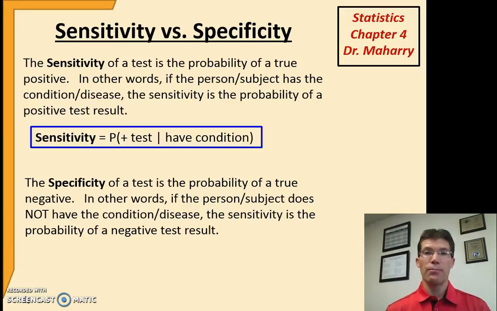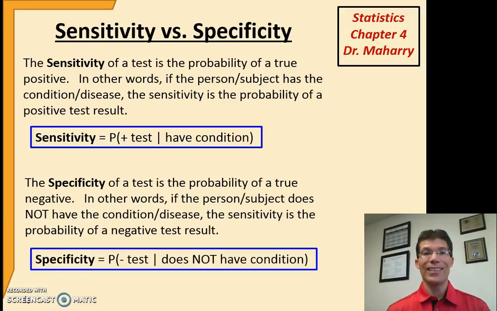Similarly, specificity is the probability of a true negative. In other words, if the subject does not have the disease or condition, whatever we're testing for, this is the probability that the test comes back negative. So in terms of a conditional probability, it's the probability of a negative test, assuming they do not have the condition. So another way to think of these measures is these are the likelihoods that the test got it correct.